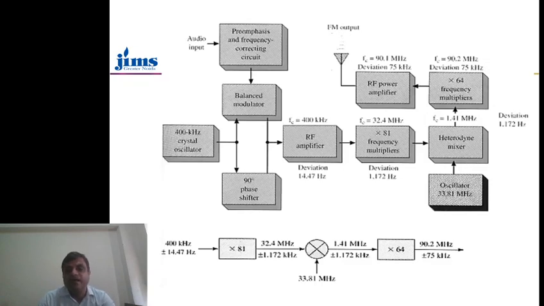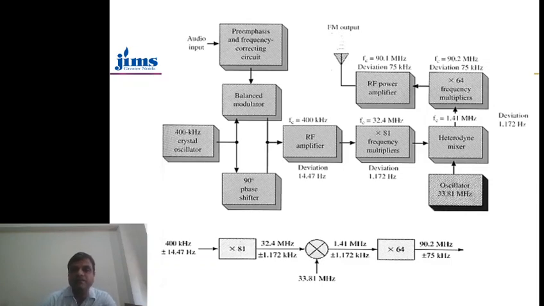Then again it passes through a heterodyne mixer, and in the heterodyne mixer we use an RF power amplifier and a frequency multiplier. Again we generate a frequency around 90.1 megahertz. Then with the help of the frequency multiplier we convert this frequency to 90.2 megahertz. Then its output is passed through a heterodyne mixer. Again we need to up convert this frequency.